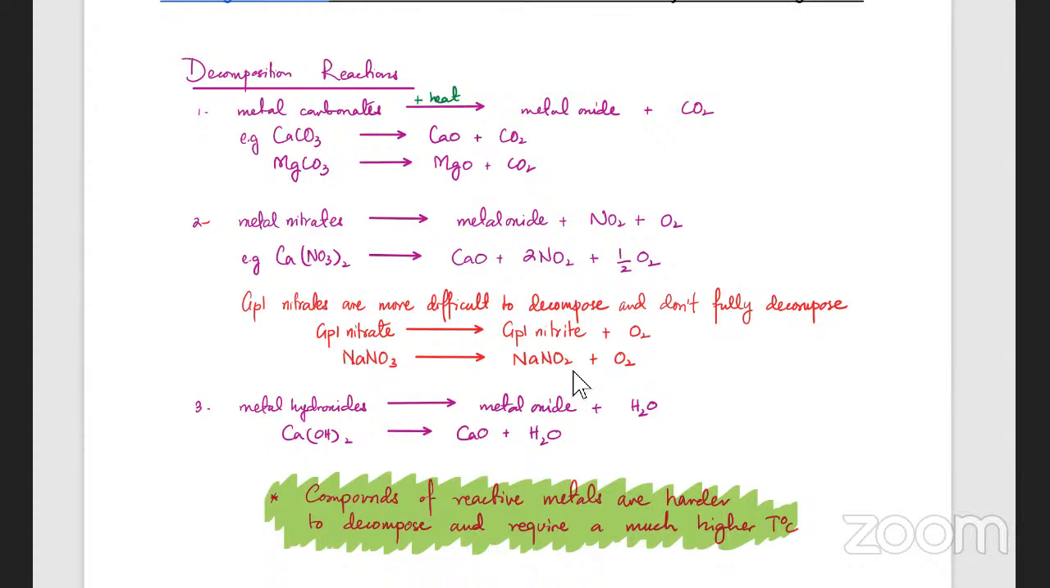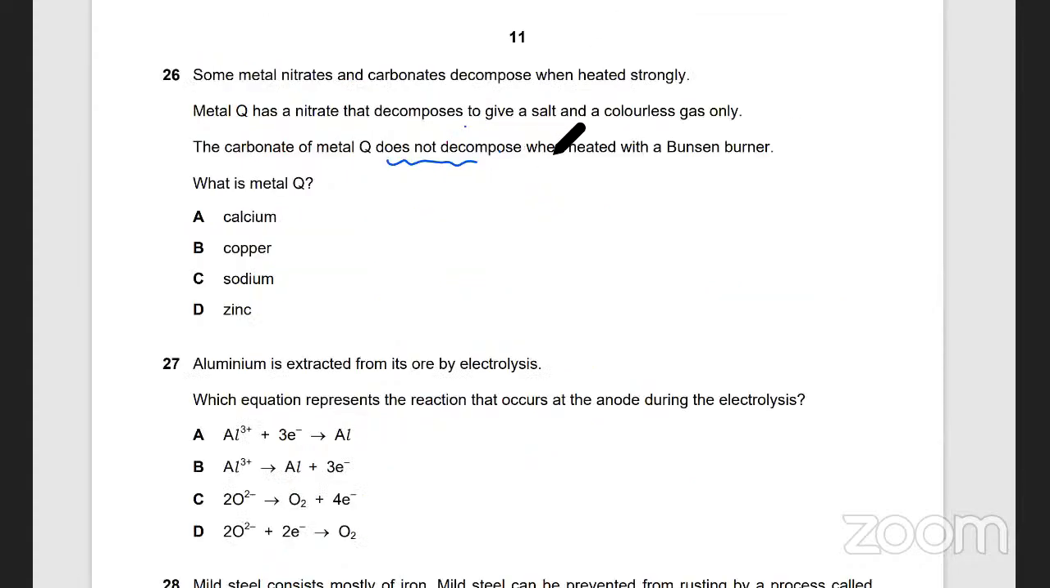ग्रुप वन के जो नाइट्रेट्स होते हैं वो फुली डिकम्पोज नहीं होते, ठीक है। नॉर्मल नाइट्रेट्स fully decompose forming NO2 and O2, पर ग्रुप वन नाइट्रेट्स very hard to decompose, सिर्फ एक ऑक्सीजन बीच में से निकलता है। And metal hydroxides, they form oxides and water, ठीक है। So remember, reactive metals are harder to decompose and require a much higher temperature, ठीक है। तो इसका जो कार्बोनेट है ना, it does not decompose when heated with a Bunsen burner.